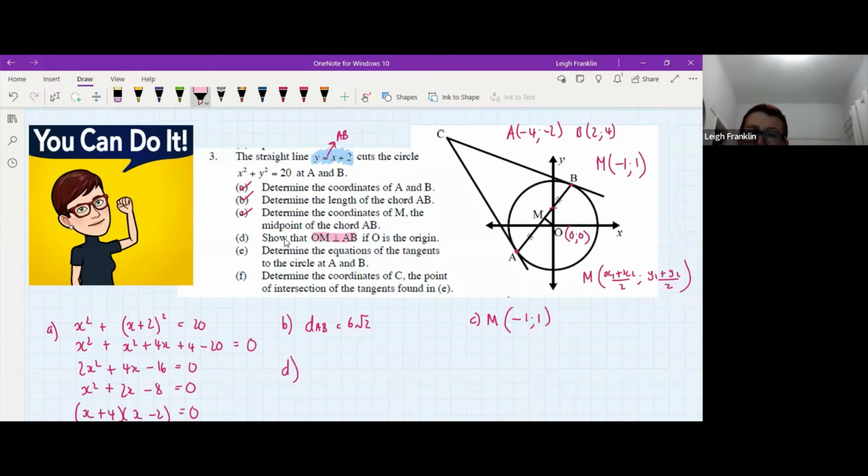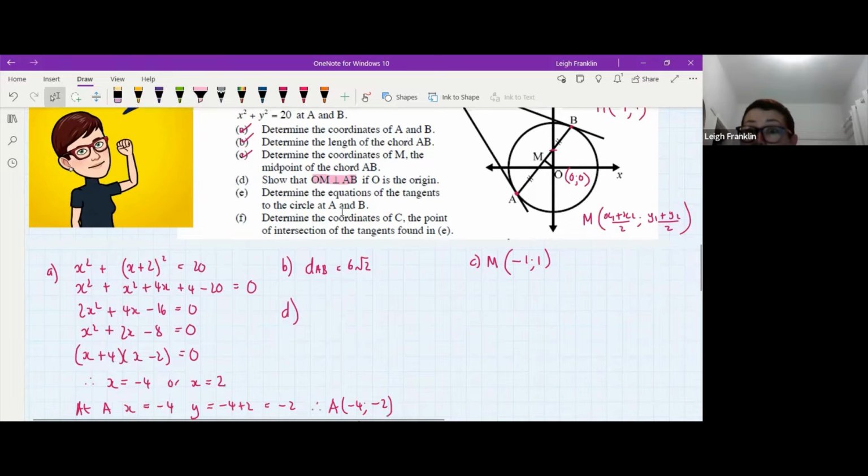And then we can conclude that the gradient of OM times the gradient of AB was -1, and therefore the lines are perpendicular. So they're very particular about how we set this out.